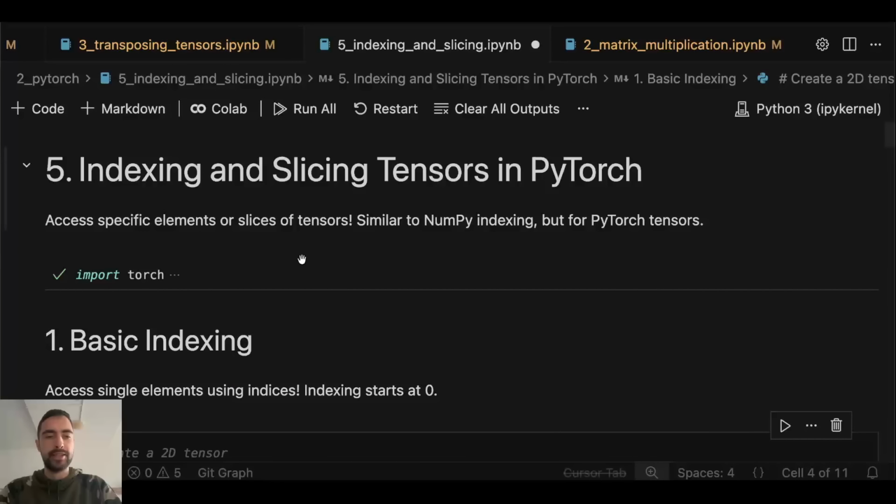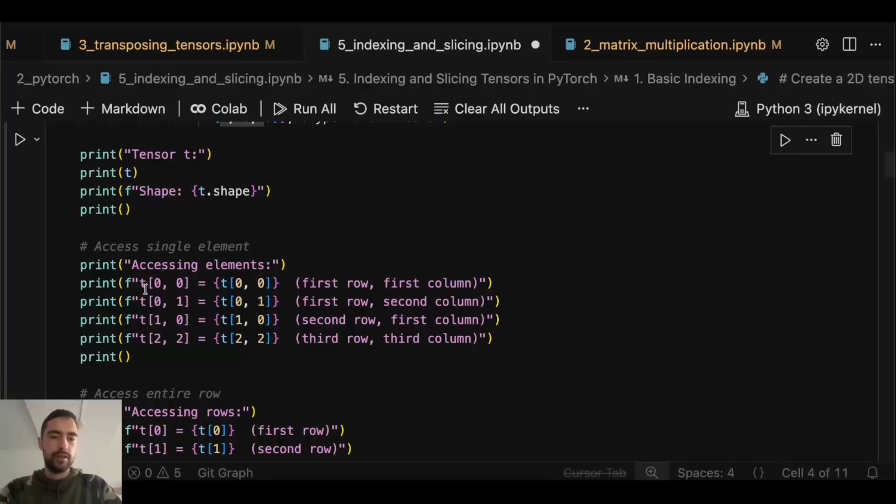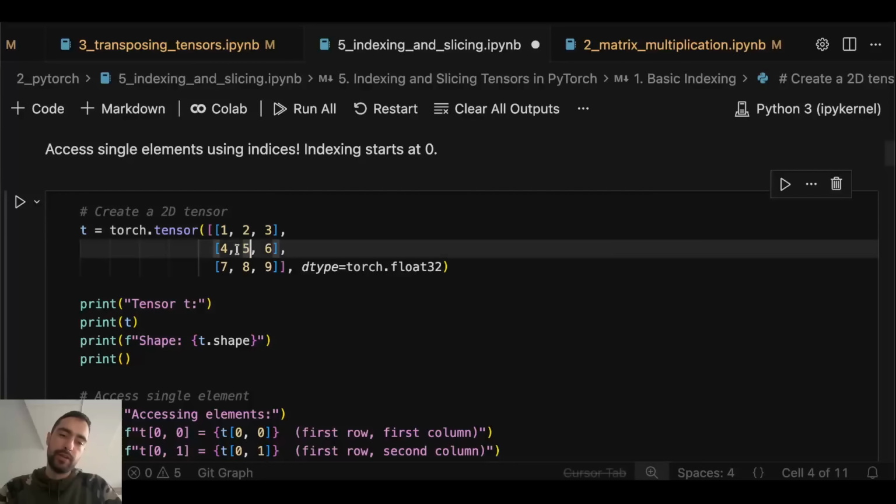Indexing and slicing. If we have a tensor 1, 2, 3, 4, 5, 6, 7, 8, 9, then we can index. This element has indices 0, 0 because it's row 0 and column 0. It starts from 0, not from 1. Then this element would have 1, 1 because this is the 0th row, first row, second row, and 0 column, 1 column, 2 column. So this has 1, 1. This has, no, this is 1, 2 because row 1 and column 2.